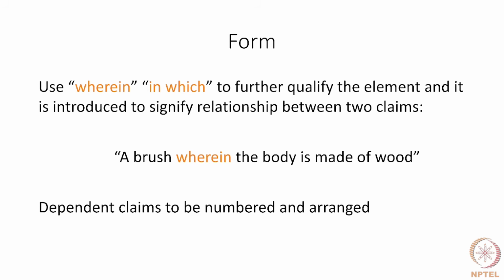The dependent claims have to be numbered and arranged. Now, if there is only one dependent claim based on an independent claim, it could figure anywhere. It could be in any place, provided it gives the correct cross-reference. But if you have a series of dependent claims, then you would arrange them close to each other.